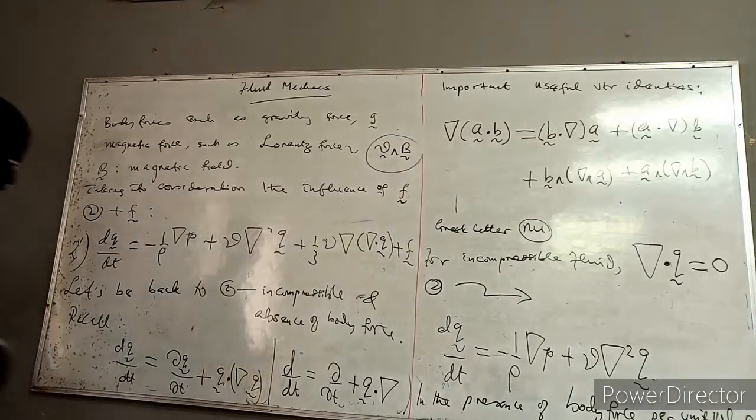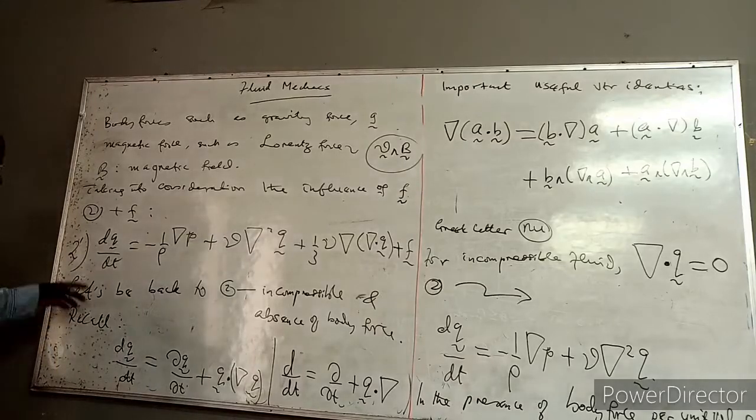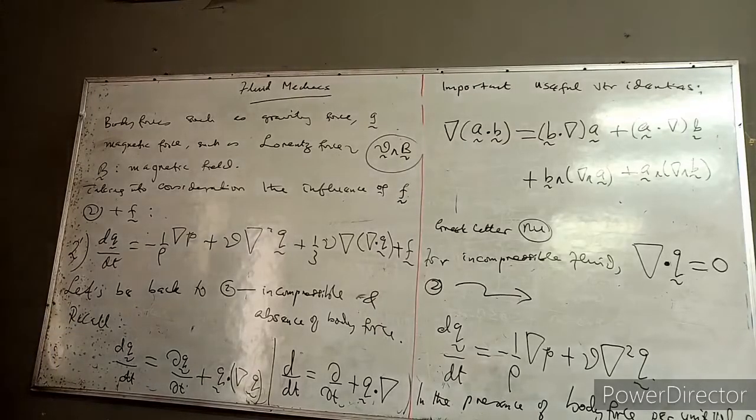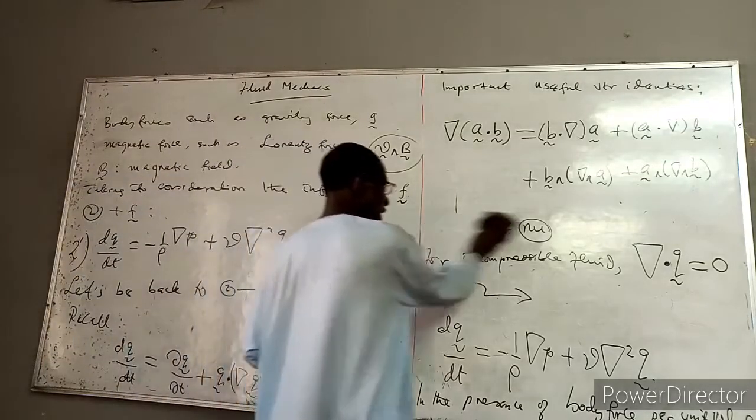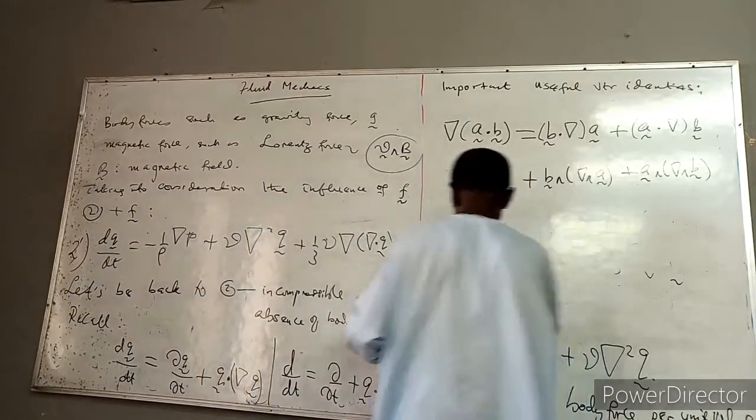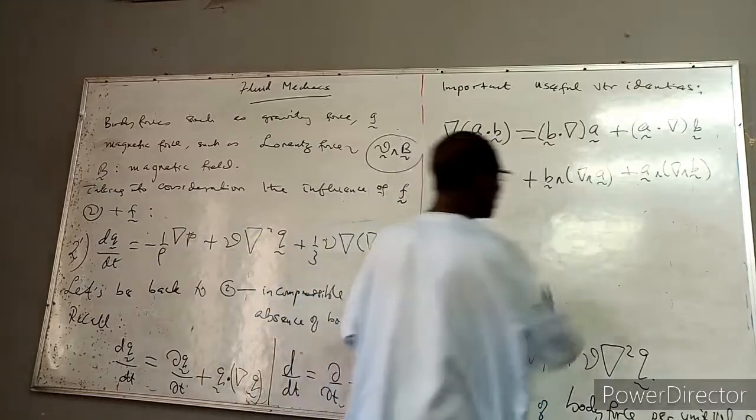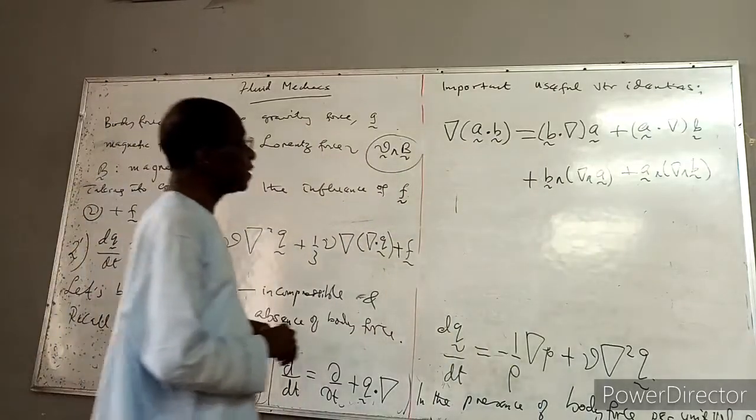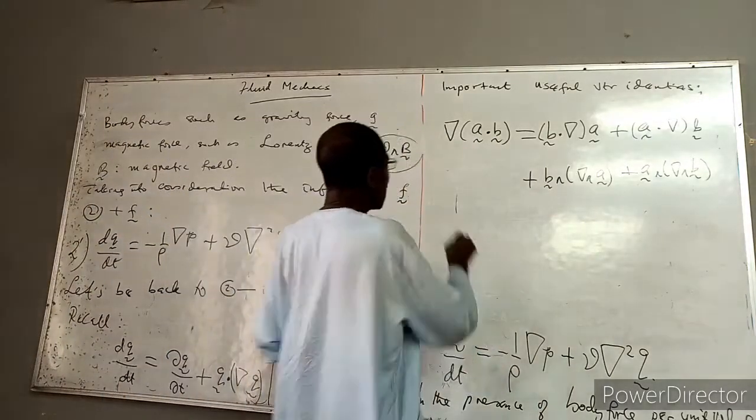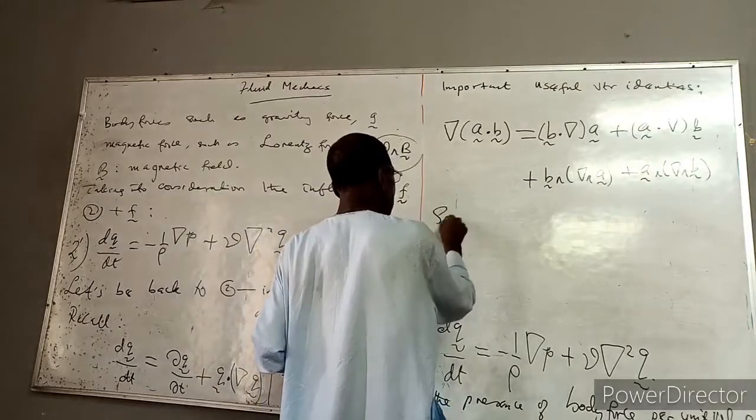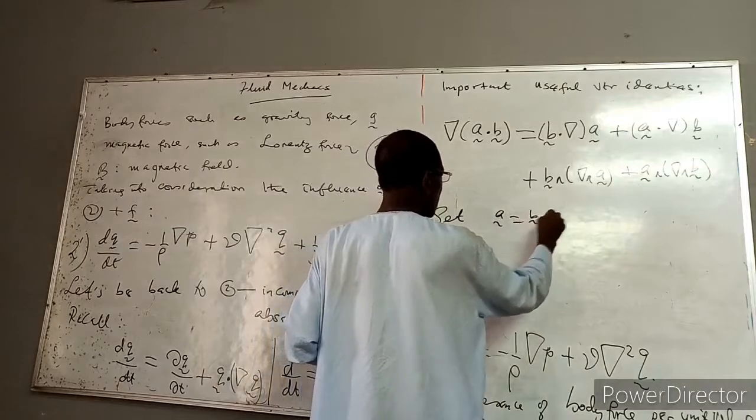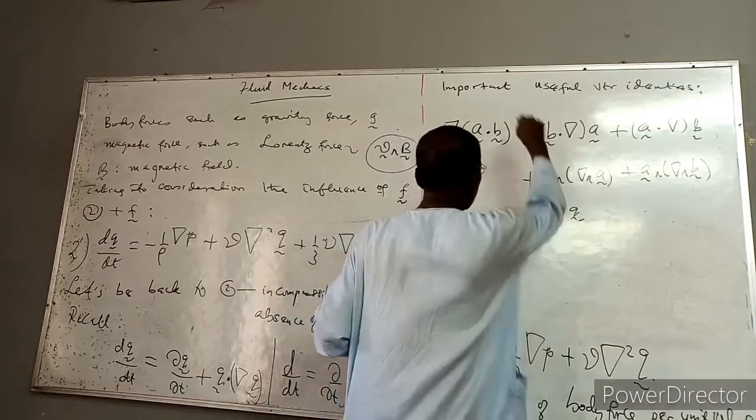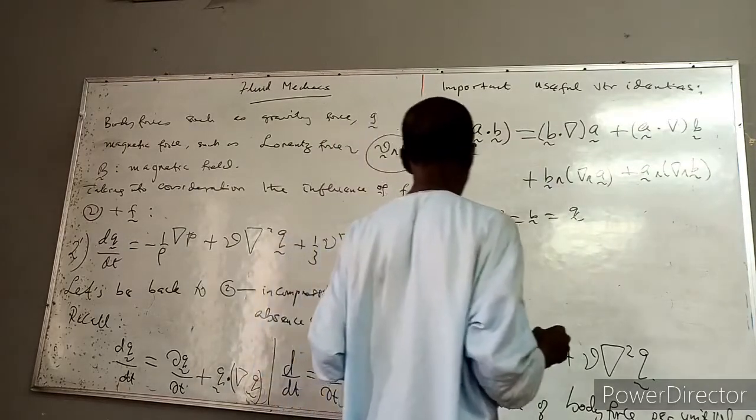I mean, we want to get another form of the Navier-Stokes equation. So we need to make some substitution there. So this is very important. What happens in the case where A is equal to B? Let us now set A equal to B equal to Q in the above equation.